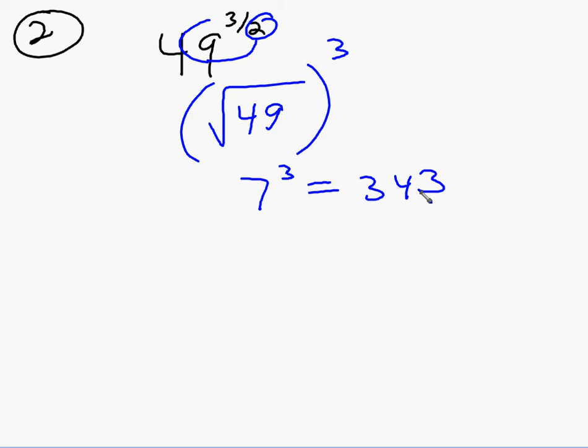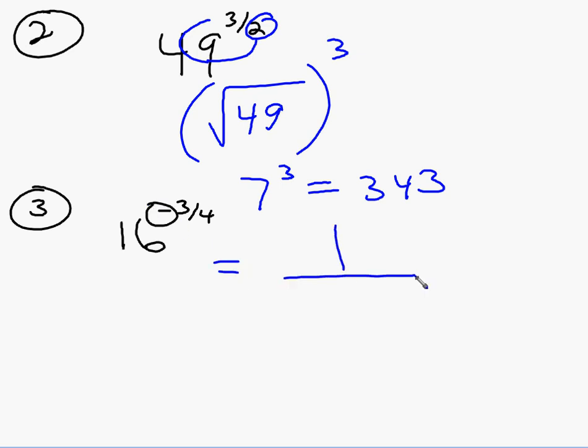Now, what if you get a negative? Like 16 to the negative 3/4. You do everything the same, you just do it in the denominator. Okay? Because this negative means you move it to the bottom. So it's just 1 over 16 to the 3/4, and then you just follow that little flip. Okay?